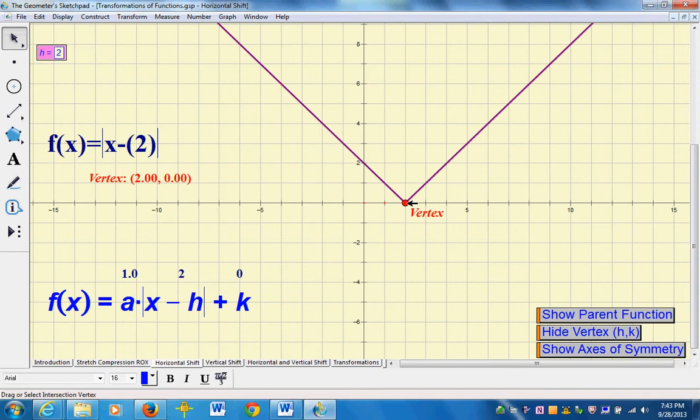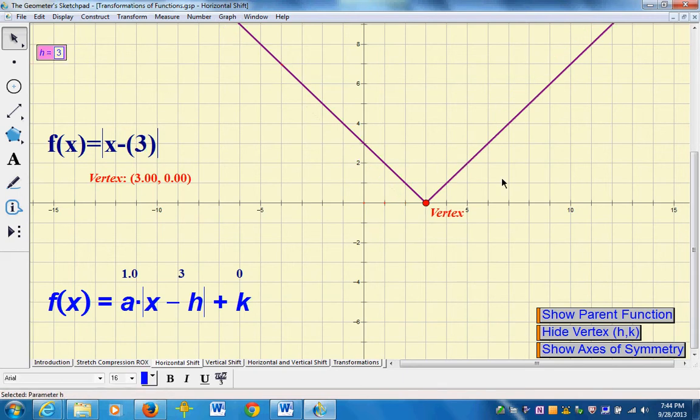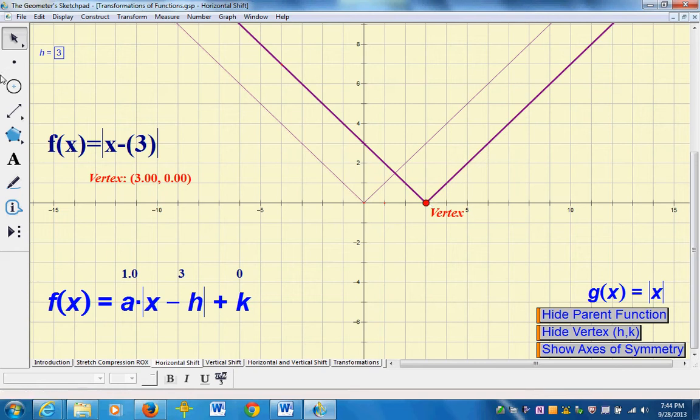So notice that my vertex has shifted to the right. My vertex is now 2, 0. My equation is the absolute value of x minus 2. That minus is part of the equation. So my vertex is opposite of what I see here. So if I make this a 3, it just shifts it further to the right. Remember, I'm comparing it to my parent function, which is right there. So it's gone to the right 3.